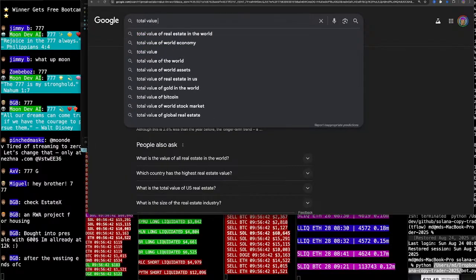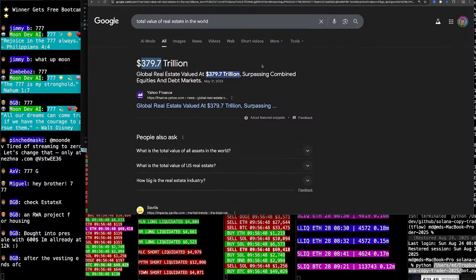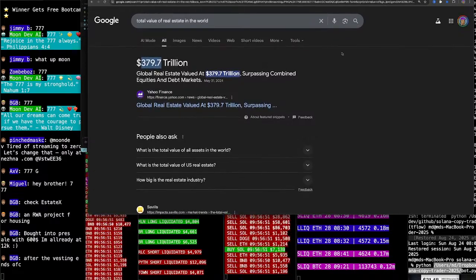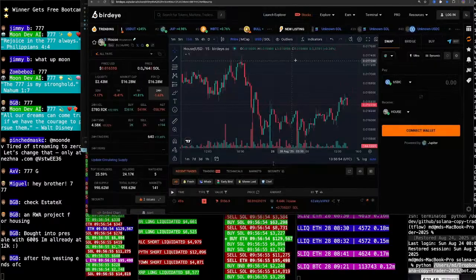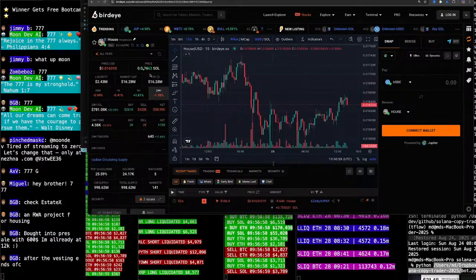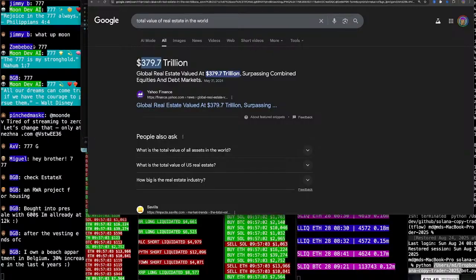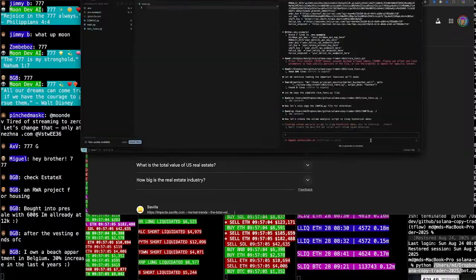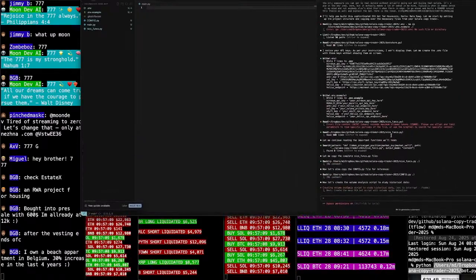Total value of real estate in the world, 379 trillion. So, they're saying let's flip the real estate market. Okay. Well, 379 trillion and the market cap is 16 million. Yes, it can go to zero. Absolutely. But that's an asymmetrical risk in my mind. So I'm just going to build a bot for it. And yeah, I'm just going to show you all the code as well.